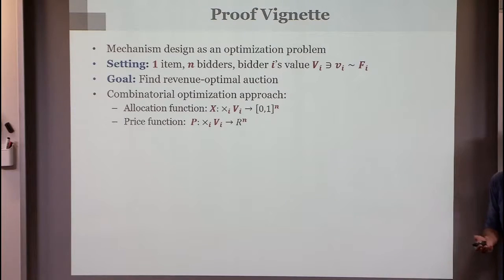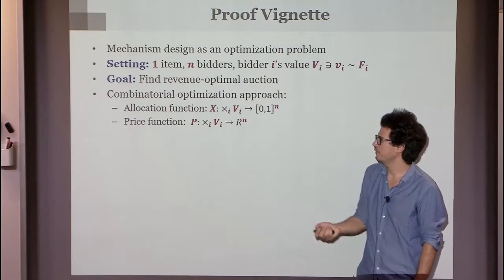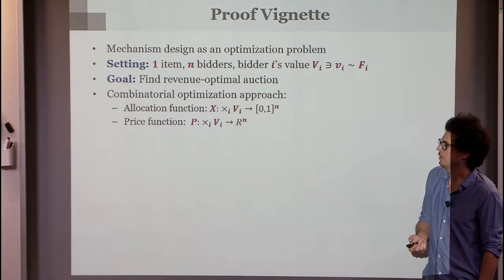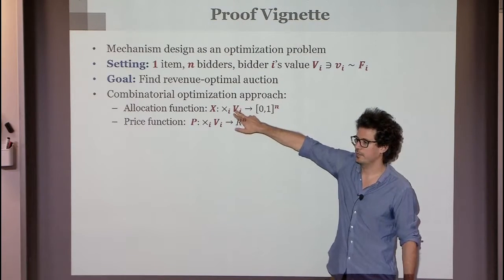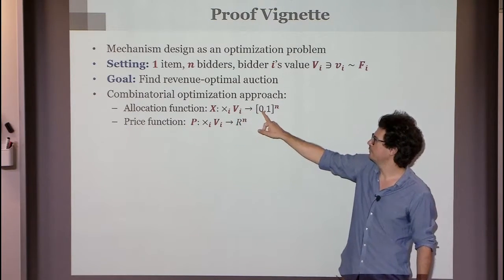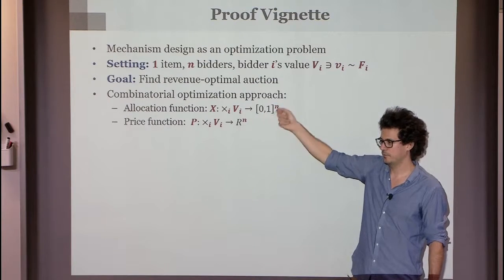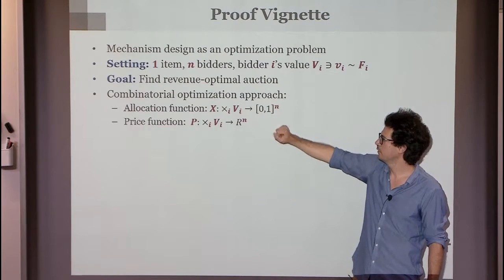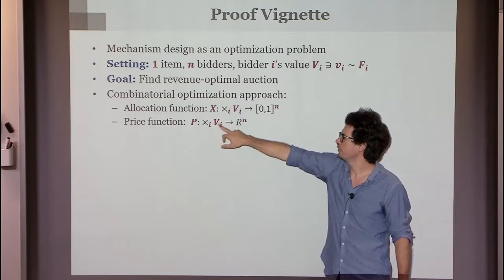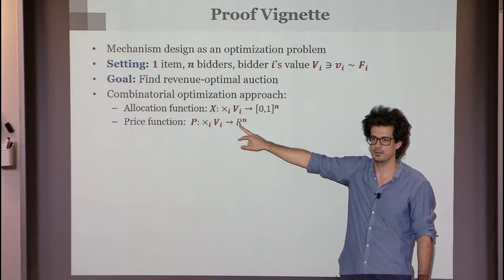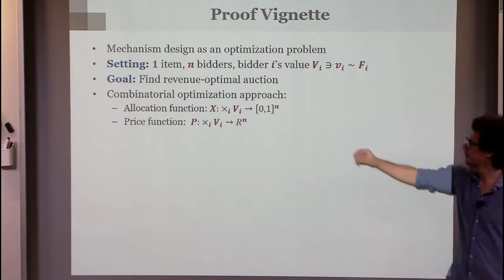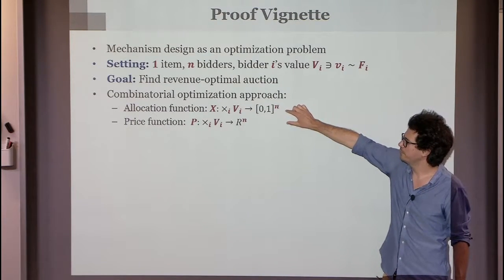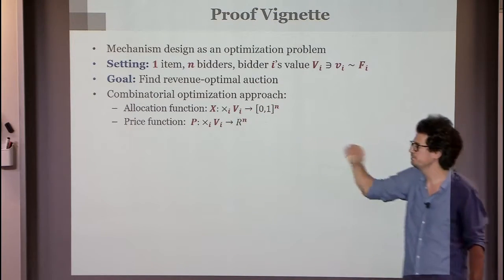One way to optimize over mechanisms is to actually optimize over allocation and price functions. So at the end of the day, a mechanism is a mapping that takes as input the reports of the agents and decides with what probability to give the item to each bidder. It also decides how much to charge every bidder. So finding the optimal mechanism is nothing but looking for the best allocation and price functions.